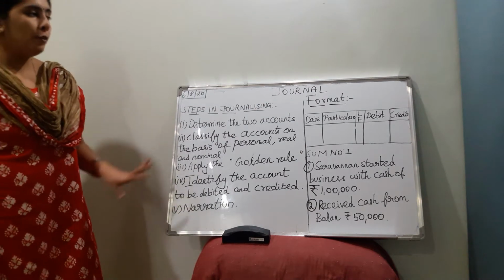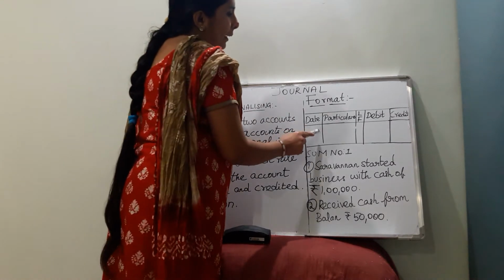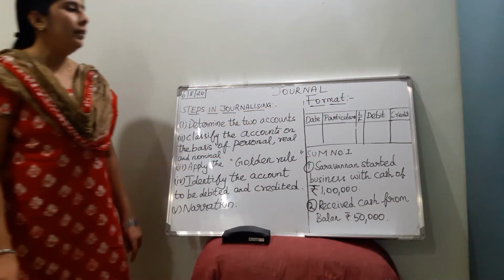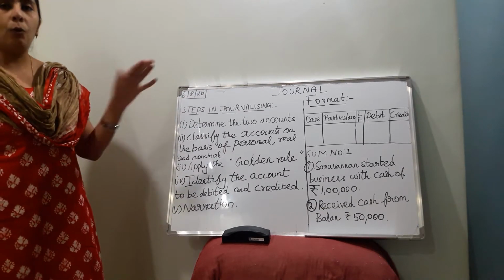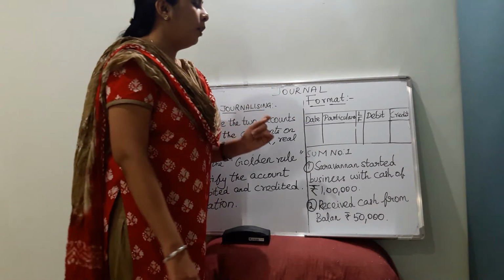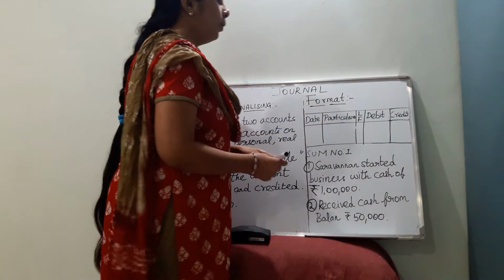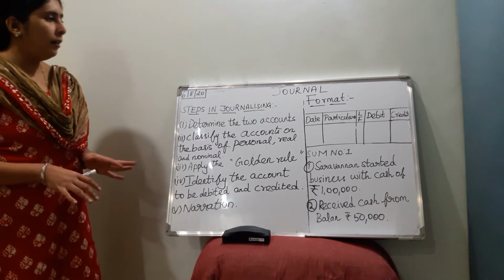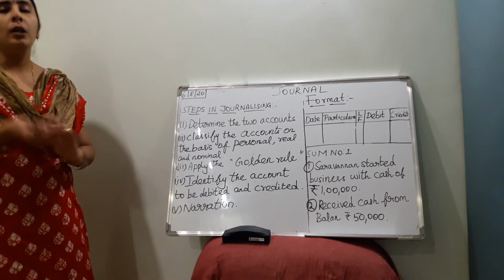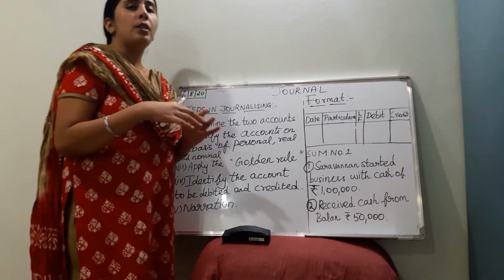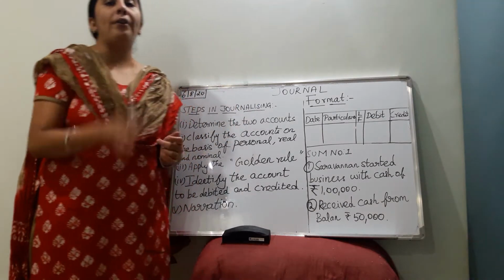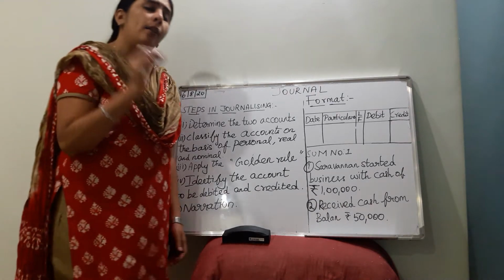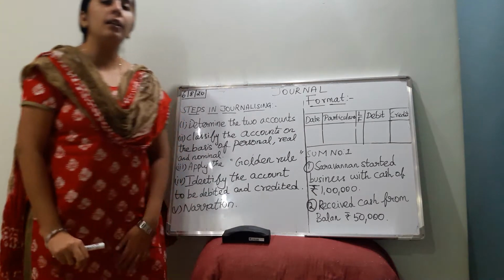Let me repeat the format of the journal again. You will write the date, particulars, LF, debit and credit. In the particulars column, you will write the entry we are going to make. Here you will write the debit and here you will write the credit. When you have put the format in your notebook, it will be easy for you. Every time you start a sum, you have to draw the format, because it is an appropriate recording of accounts. Hence a format is always necessary.